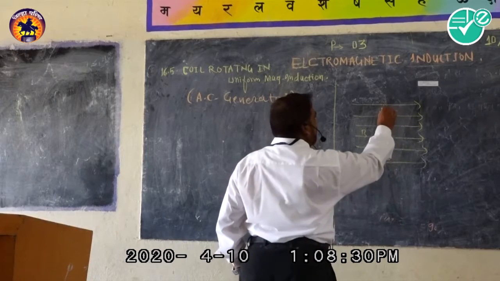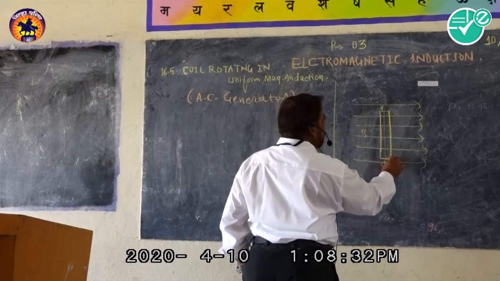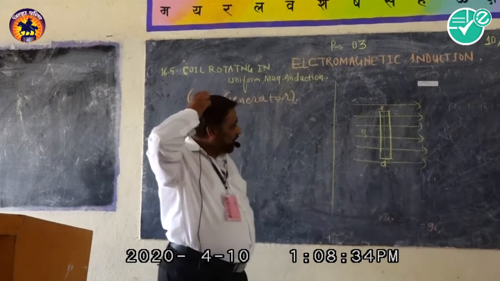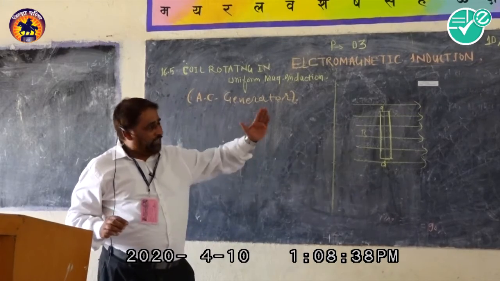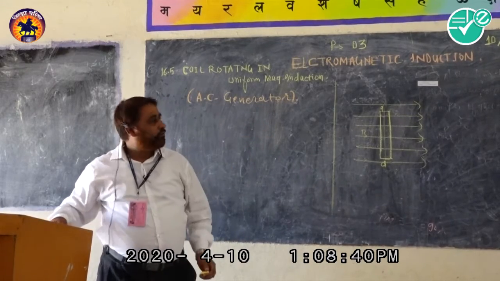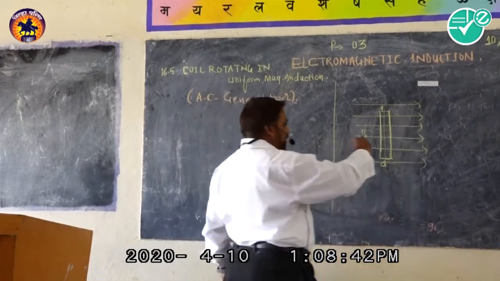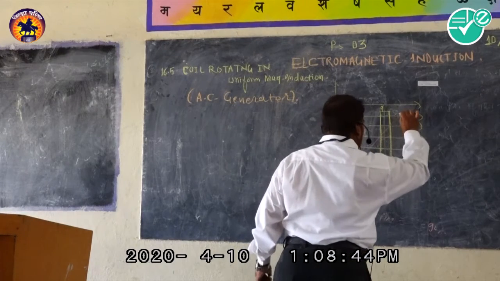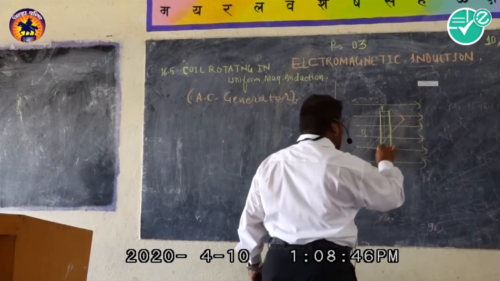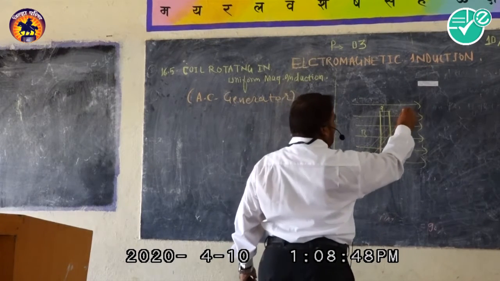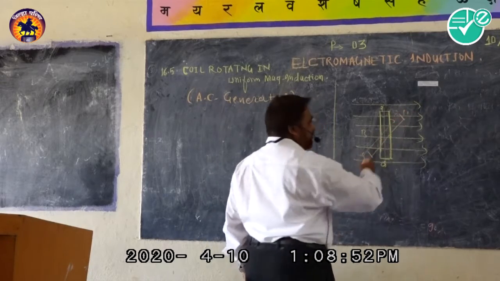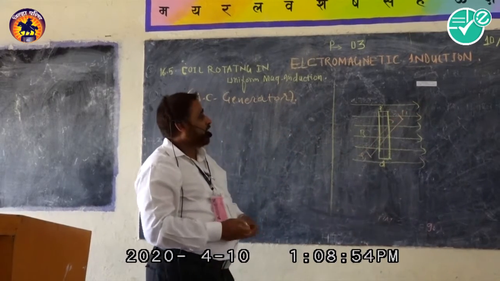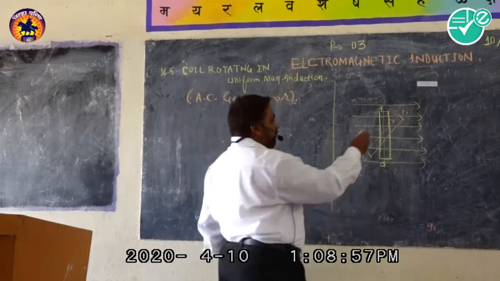This is the axis of the coil. This is P and Q, which is nothing but a rectangular coil. After time t seconds, the coil rotates in this particular magnetic field, and after some rotation, after a few seconds, it will come to this particular place. It is denoted by P1 Q1. So it is revolving or rotating with the angular velocity omega.